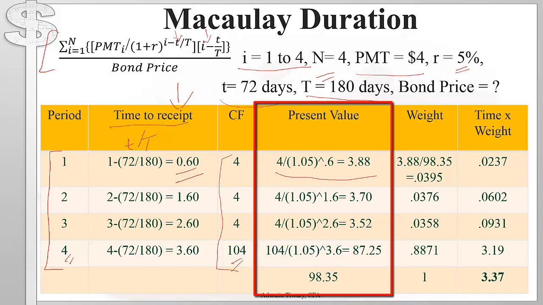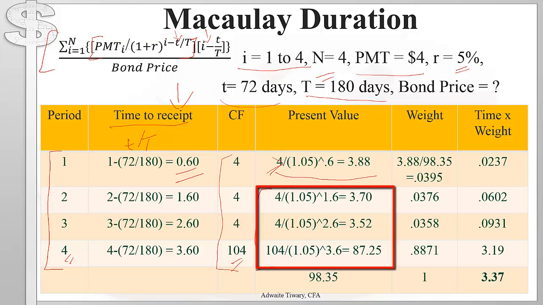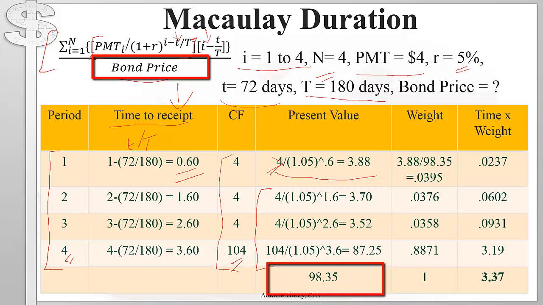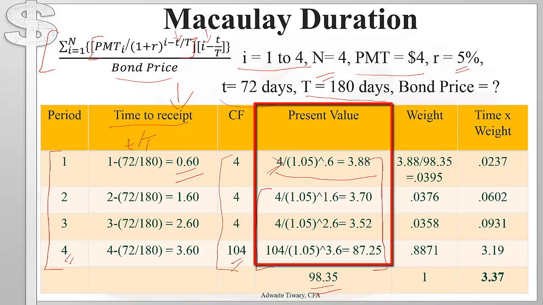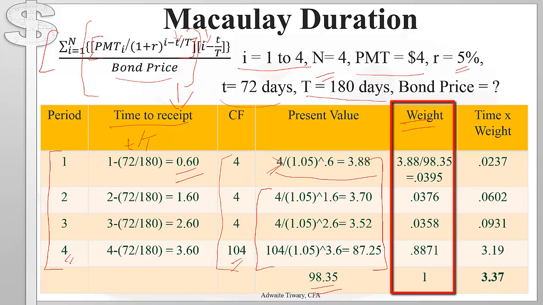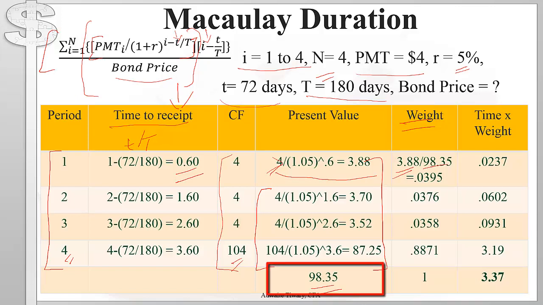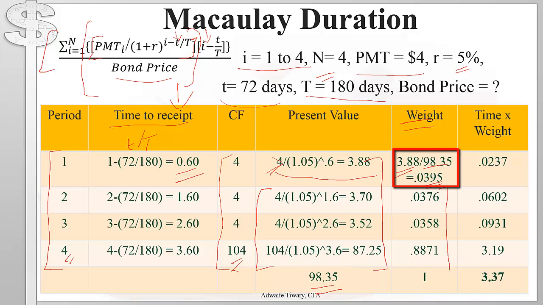Present value corresponds to the term in the square brackets right here for the first period, and similarly we have the other 3 periods. Bond price is the sum of the present value of the coupon payments. The weights, which correspond to the present value divided by the bond's price, are computed in this column, which is simply the present value of the cash flow in the first period divided by the bond's price. We get this amount. And similarly we have the computations for the other periods.